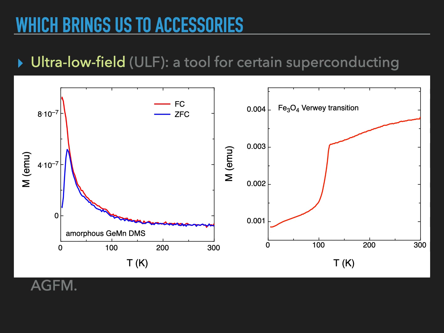This is typical for zero field cooled curves on superparamagnetic particles or diluted magnetic semiconductors, but also when you want to measure certain phase transitions like the Verwey transition in magnetite that are destroyed by an applied magnetic field, even a residual magnetic field.